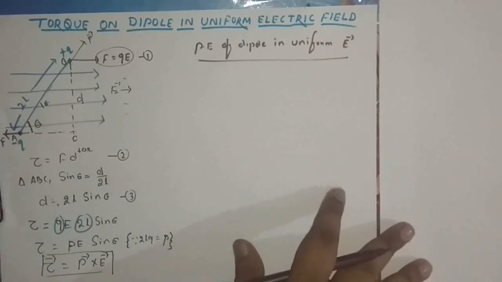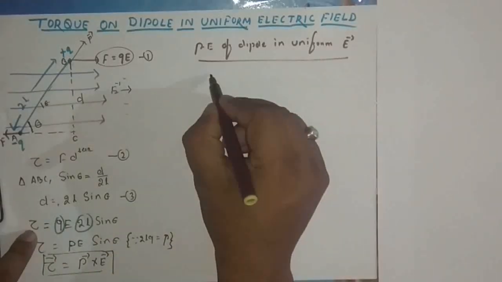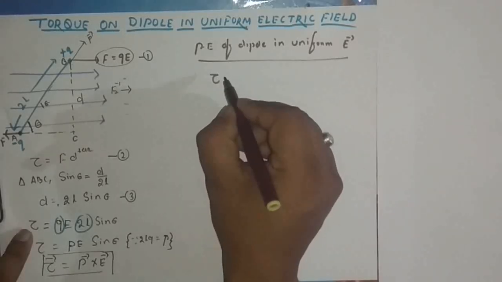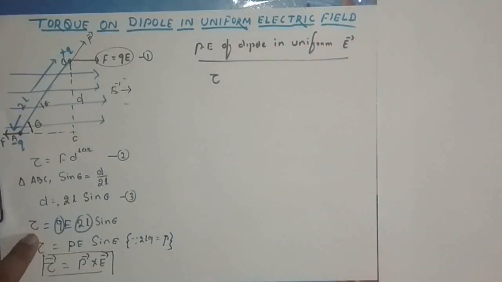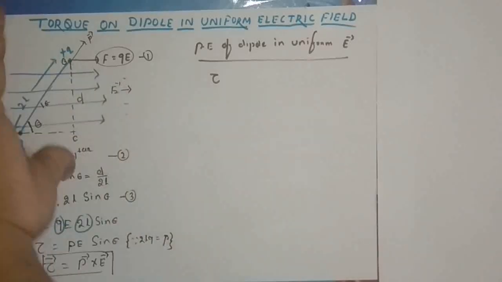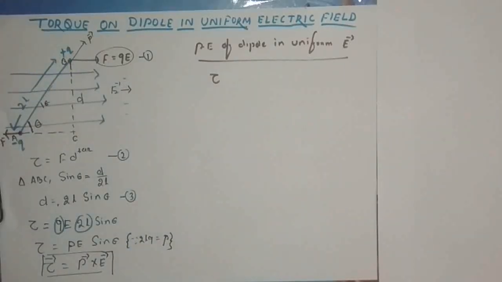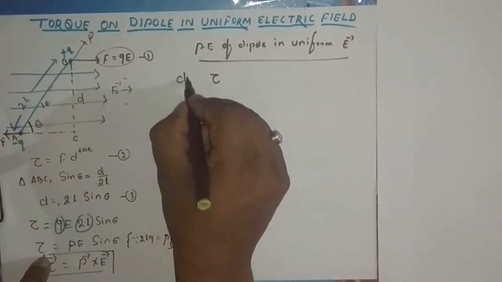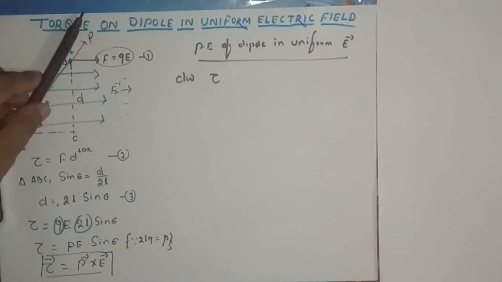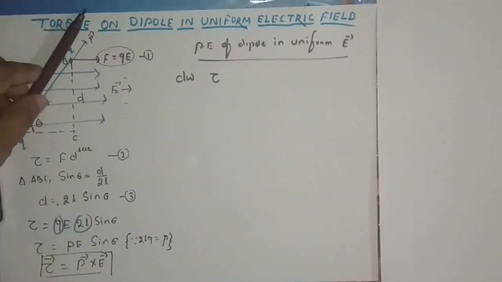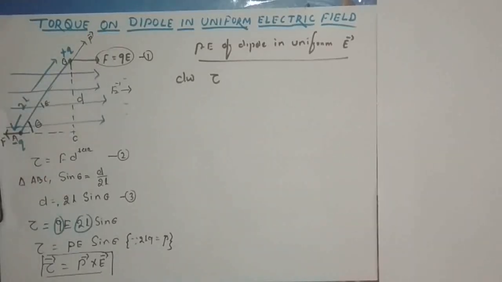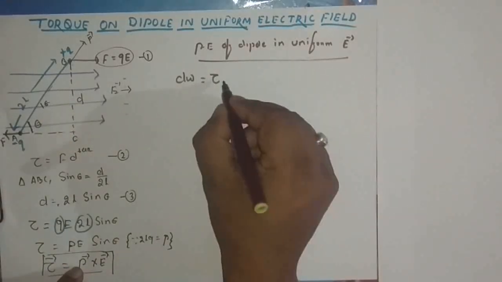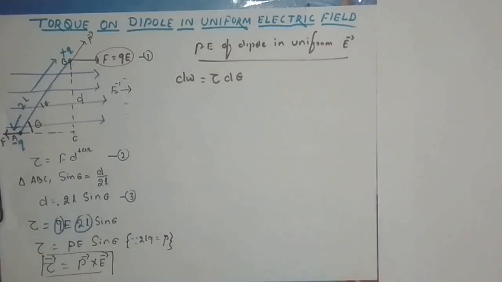Like work done is force into distance, in the angular case you can compare force in the linear case to the torque, and displacement in the linear case to theta. That means I want to find the work done, an elementary work dW. Let us rotate it through an angle theta. That means what did I get? dW is equal to tau d theta.